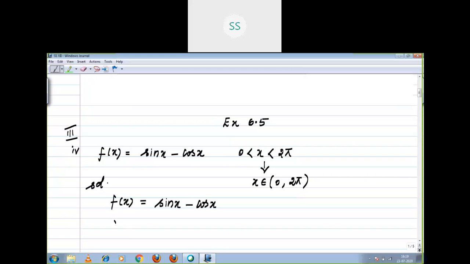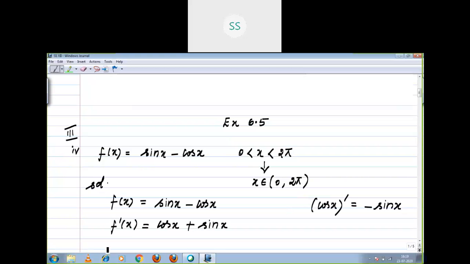The next step, what is it? f dash of x. You are doing the differentiation on both sides with respect to x. What is the differentiation of sin x? Cos x. What is the differentiation of cos x? Minus sin x. So minus into minus is plus, right? The differentiation of cos x is equal to minus sin x. Already minus is there. So minus into minus is plus.